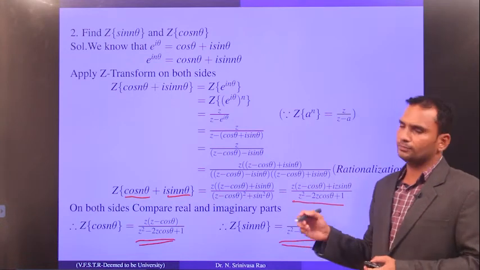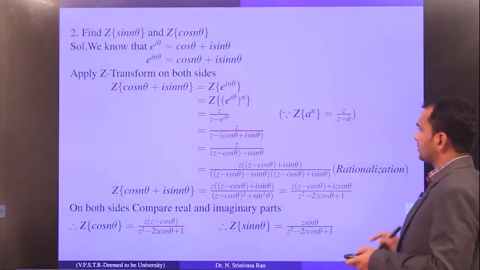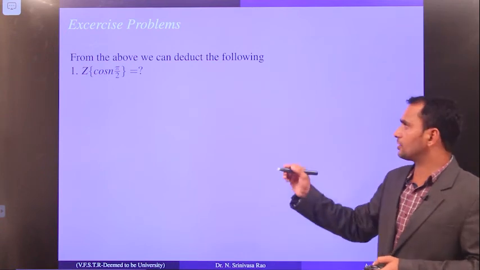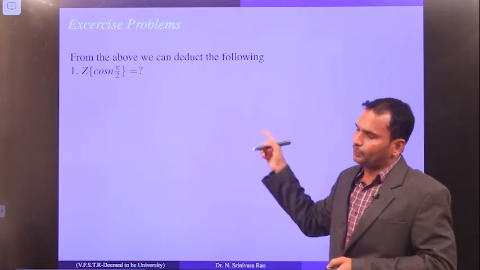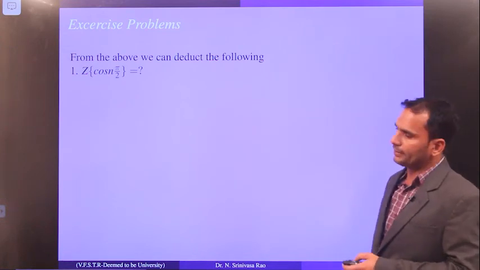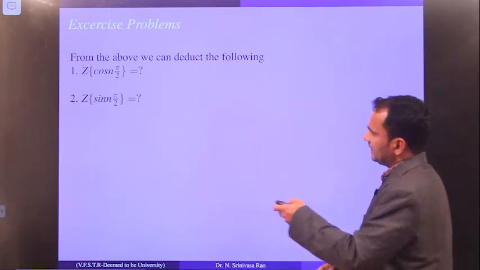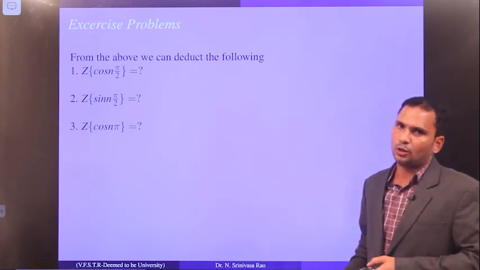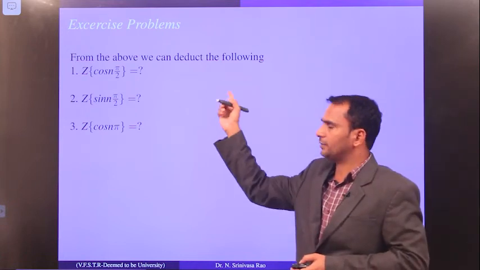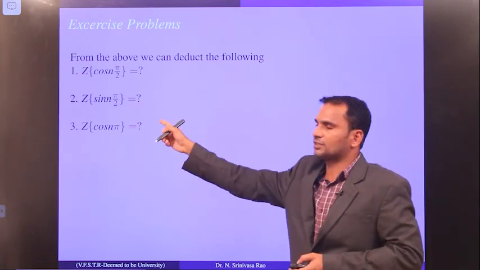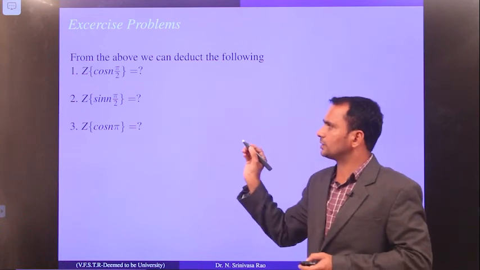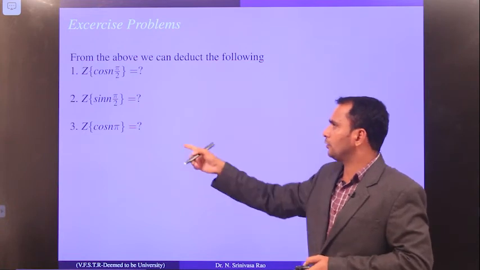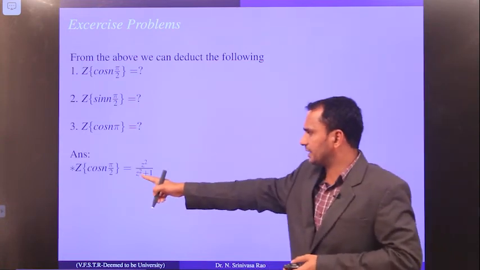So suppose you get 1 mark questions. For example, if you look at this, there are some exercise problems. With this we will stop. From the previous slide, how to find Z of cos n pi by 2, and similarly Z of sin n pi by 2, and Z of cos n pi. In your exams you will get this as a 1 mark question, a very simple question: how to find Z of cos n pi by 2, sin n pi by 2 and cos n pi.